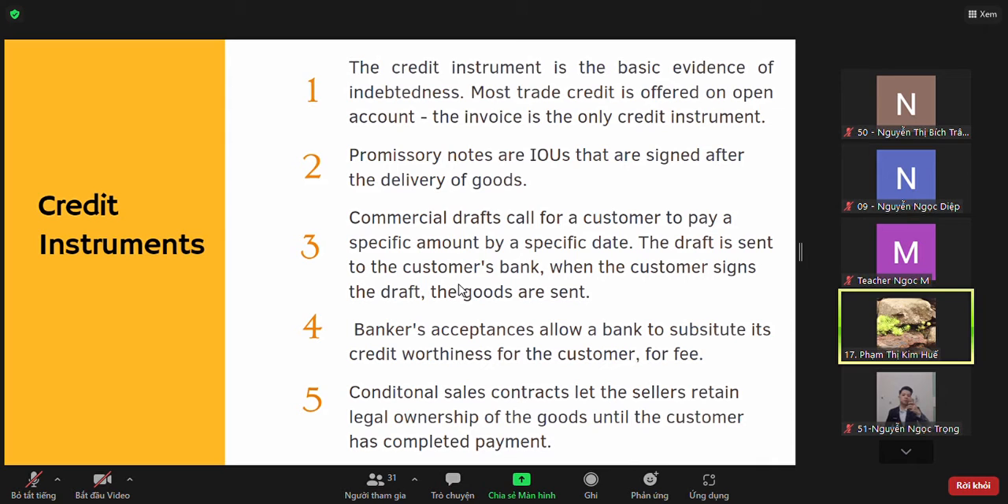A commercial draft calls for a customer to pay a specific amount by a specific date. The draft is sent to the customer's bank, and when the customer signs the draft, the goods are sent. A bank acceptance allows a bank to substitute its creditworthiness for the customer's, for a fee. The last is the conditional sale contract, which lets the seller retain legal ownership of the goods until the customer has completed payment.